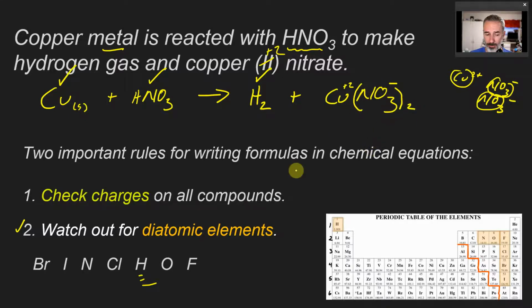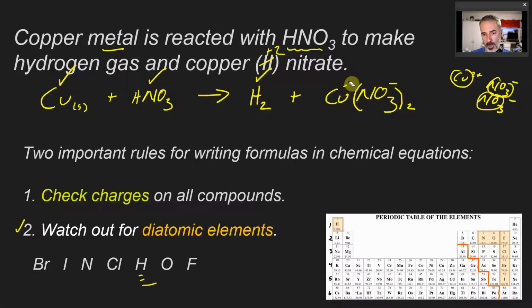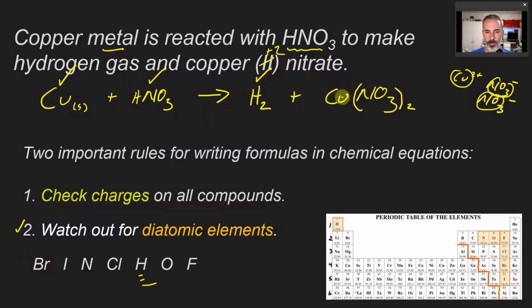And then remember, if I left charges up there, I've got to go erase those charges. So I'm going to grab my eraser tool, go like that, and there we go. Pretty darn good. I think we did a good job here. We've checked for charges, checked for charges, checked for diatomics, checked for diatomics. And that's it. That's all you have to do. If you want to write a good quality formula, remember, with compounds, check charges, and with elements, check diatomics.